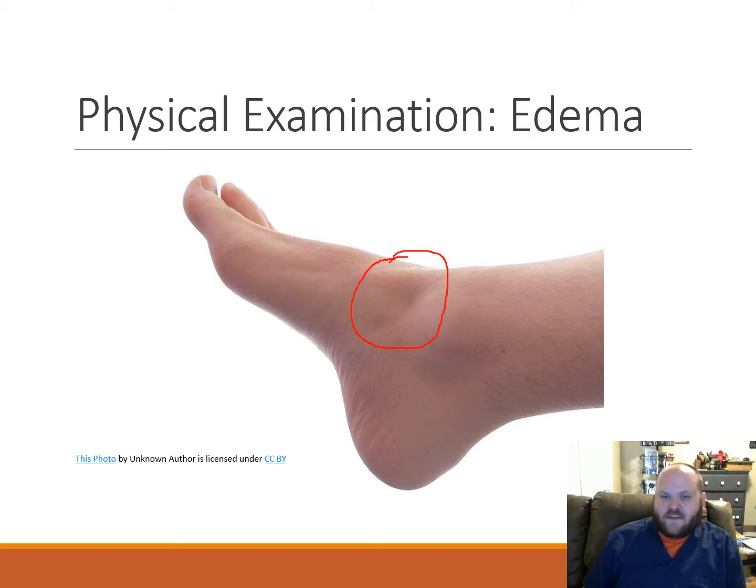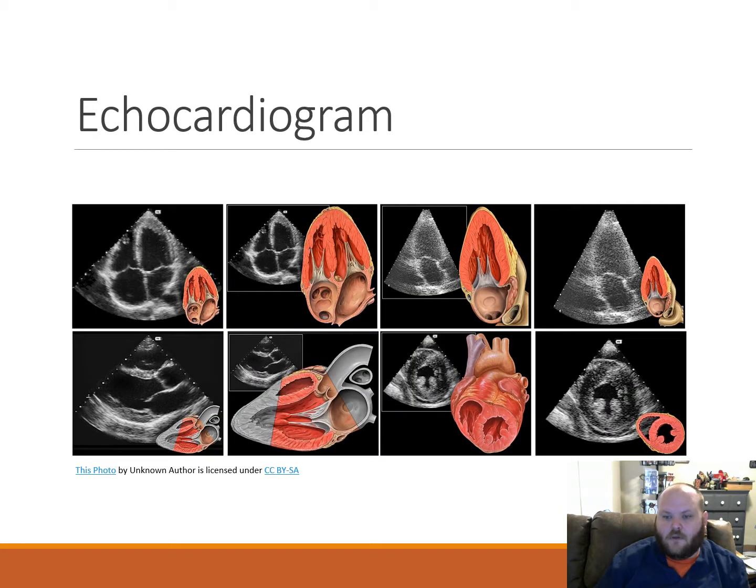An important assessment question to ask your patient is whether the edema is new or a chronic problem. This slide shows an example of an echocardiogram with landmarks of the heart next to it. Please review this slide to see how an echocardiogram views the heart.